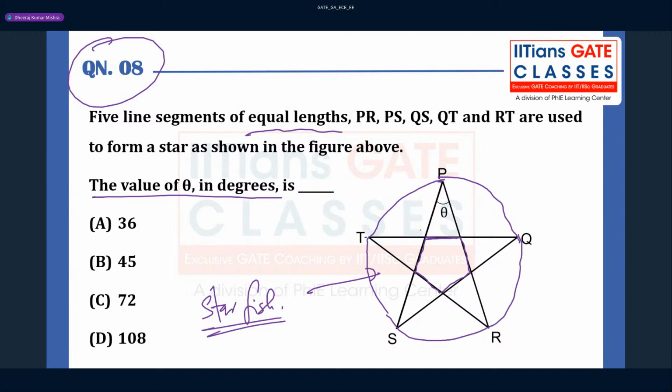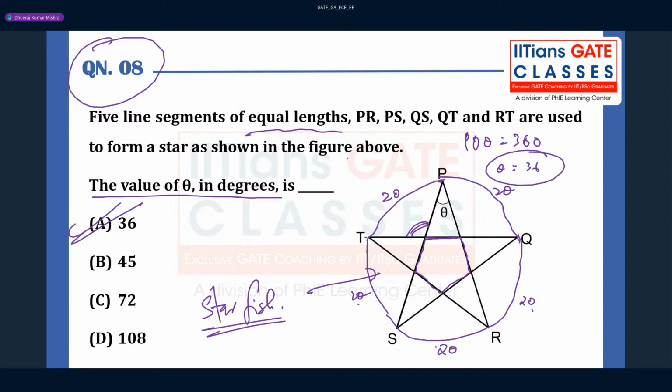So if you see from here to here, if this is theta, you can say this is nothing but 2 theta. This angle is 2 theta, right? 2 theta, 2 theta, 2 theta, 2 theta, and 2 theta. What is the total? 1, 2, 3, 4, 5, and the total is 360, right? So theta will be what? 10 theta equals 360, right? So theta will be 36, right? This is one way of solving the question.